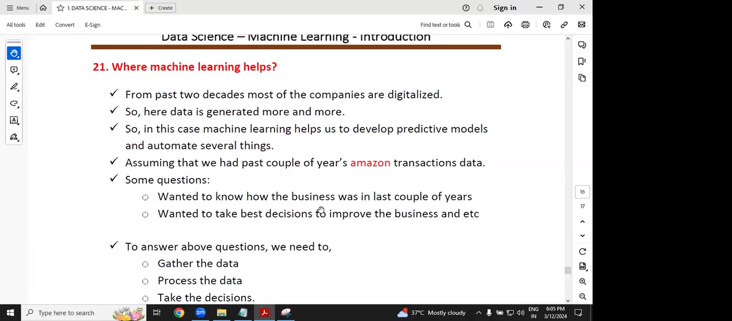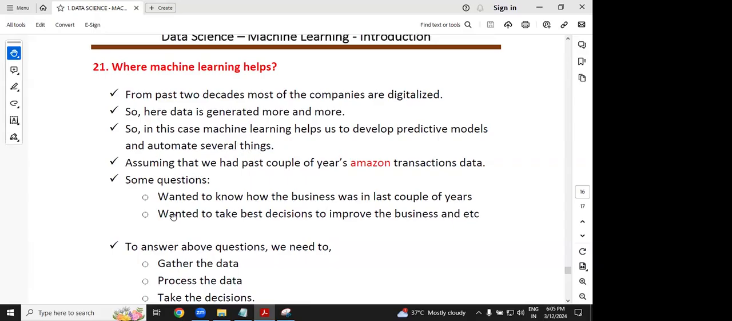Where machine learning literally helps you. It's very simple. For the last two decades, most companies have been digitalizing. In the last 20 years, more data has been generated. Where there is more data, a human may not be able to work individually, so definitely algorithms are required. Here, data is generated more and more, so machine learning helps us to understand, to predict models and automate several things.